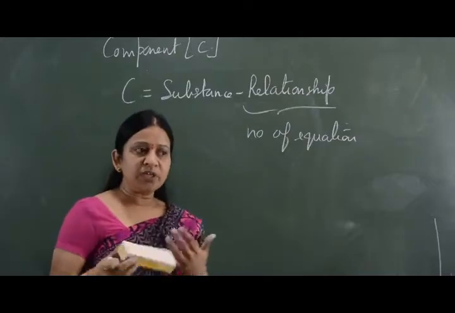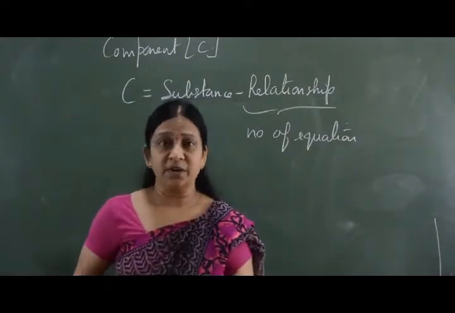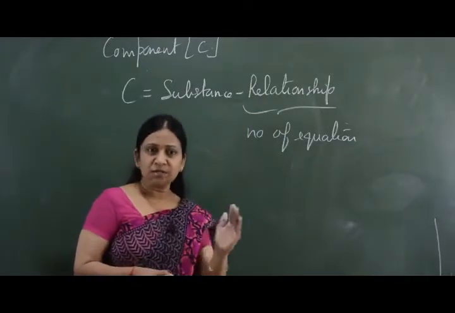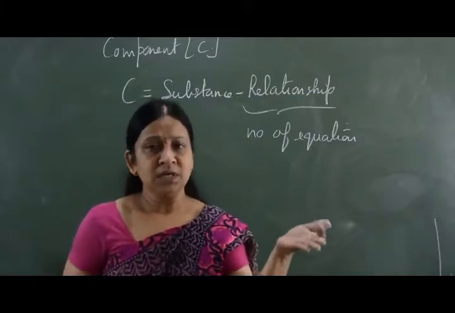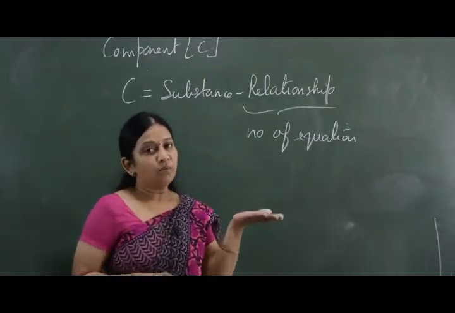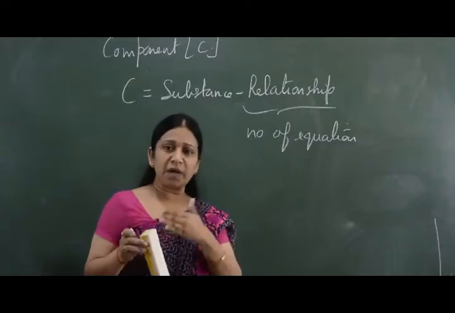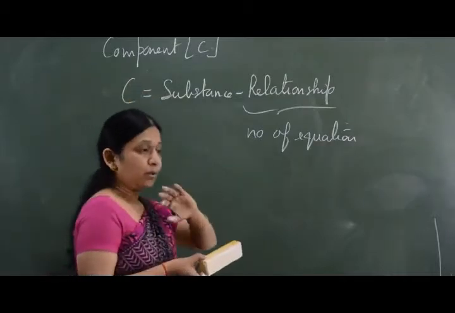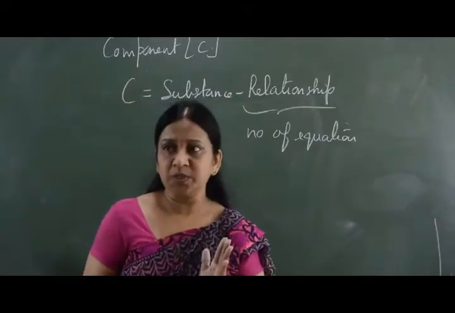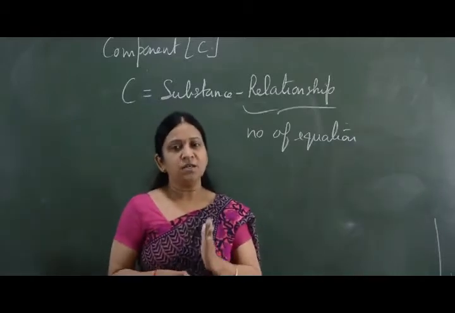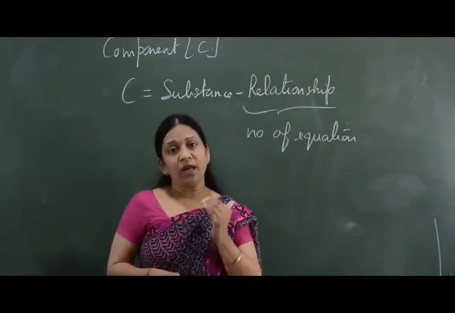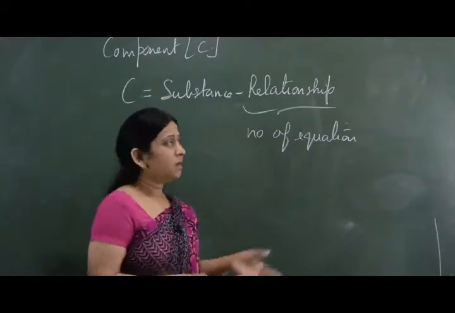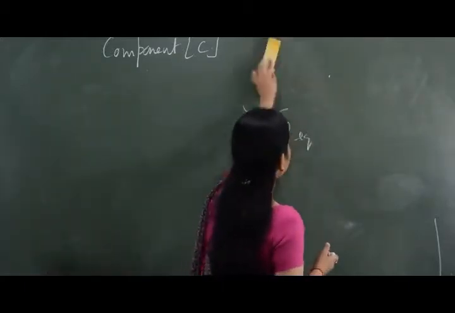By how many equations those substances are related. So that is a relationship. So component is always given by substance minus relationship between the substances, and relationship refers to the number of equations by which those substances are related to each other. So this is component. So component is the number of variable constituents which must be specified to define a system completely, directly or indirectly. Indirectly, we are going to calculate by this equation. We are going to do that after defining all the definitions.